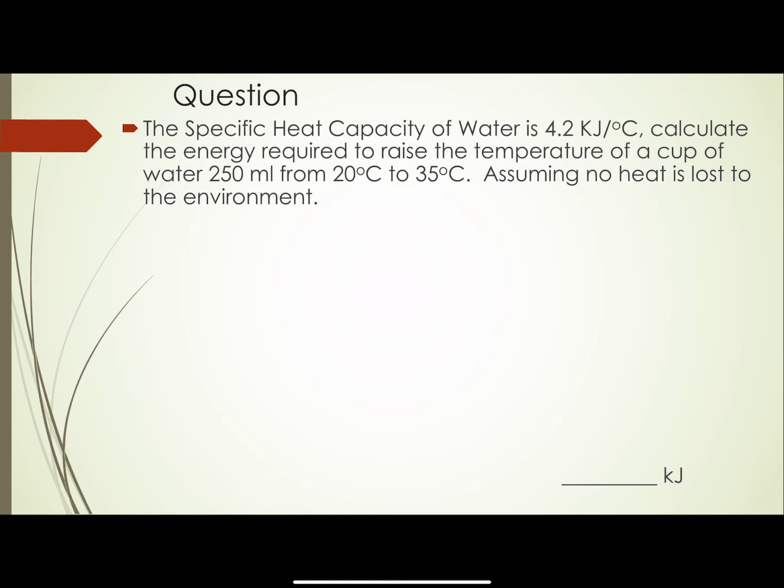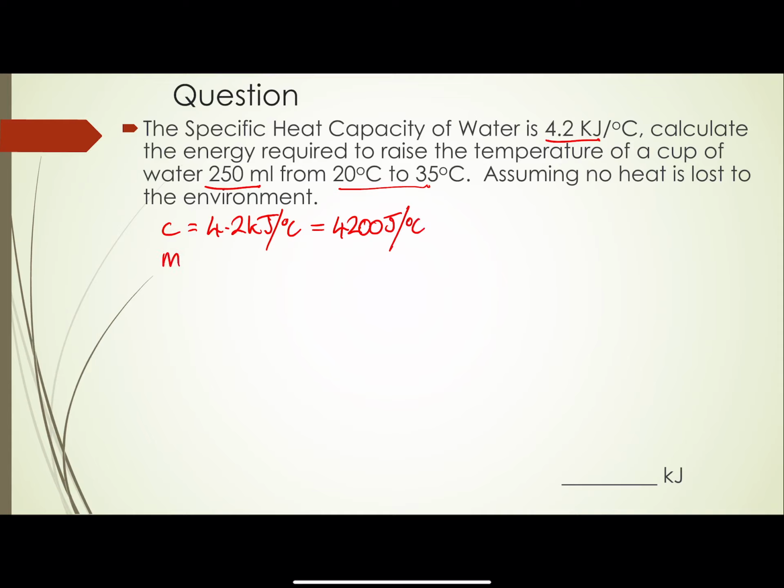So the specific heat capacity of water is 4.2 kilojoules per degree C. Calculate the energy required to raise the temperature of a cup of water, 250 millilitres, from 20 to 35 C, assuming no heat is lost to the environment. c equals 4.2 kilojoules per degree C. Changing that, you get 4,200 joules per degree C.